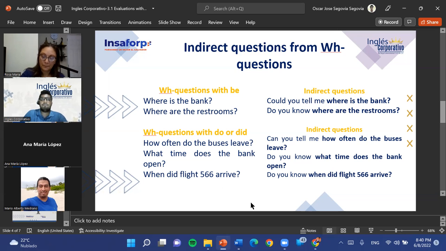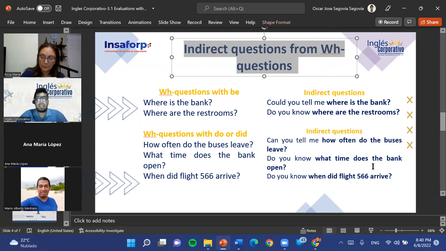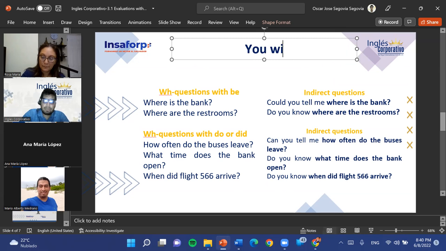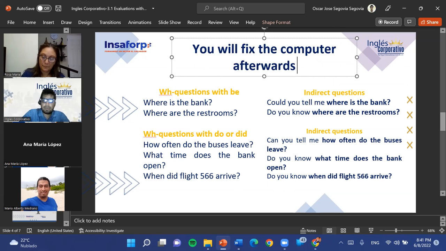Por ejemplo, si ustedes quieren decirle a sus compañeros o a una persona que trabaje para ustedes, ¿verdad?, si va a tener la oportunidad de hacer algo que ustedes necesitan, le pueden decir algo como esto. You will fix the computer afterwards. Y aquí ponemos una coma y esta es la tag question, right? You will fix the computer afterwards, right? Vas a arreglar la computadora después, ¿verdad? Esa es una forma en la cual ustedes están de alguna forma dando una orden, pero a la misma vez preguntando si esa persona va a hacer eso que ustedes necesitan.